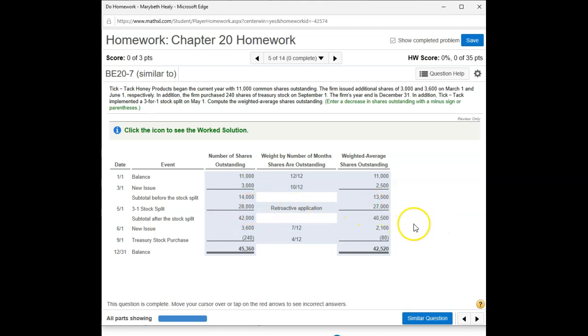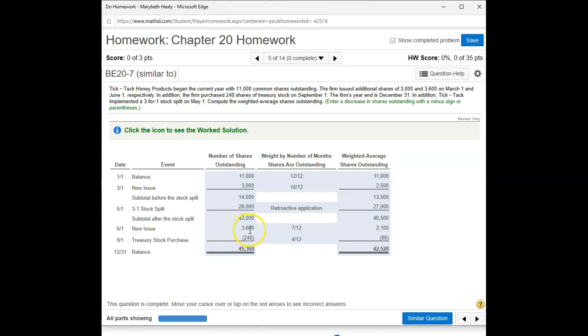What happens after that is we have a new issue. This new issue is now past the stock split. So we're not doing a retroactive on this one. That's why it's important to make sure we do the retroactive at the correct time during the year. Anything that happens after that point would then be simply done as we have done it before.